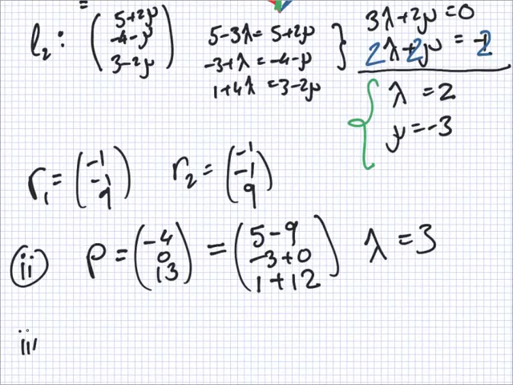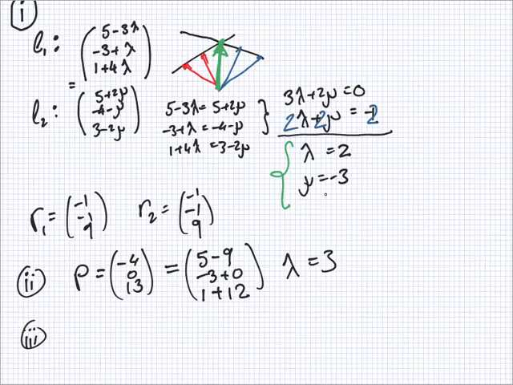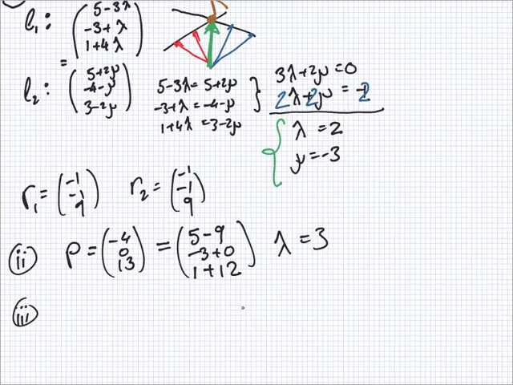Part 3. Oh, by the way, I just want to give a letter to this point here. I'm just going to call this point R. Don't make fun of my accent now. Just because I'm a poor Irish boy, can't speak properly.